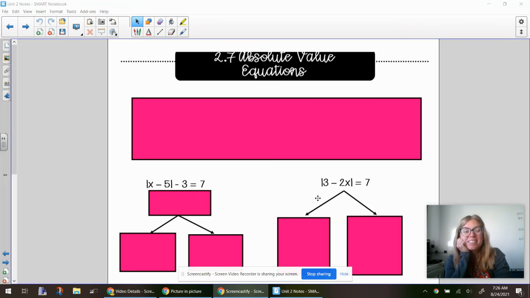Hi everybody, I'm Ms. Cooksey, and today we're going to be talking about 2.7 absolute value equations. This is our last lesson in our equation unit. We're going to learn how to solve equations that involve absolute value signs.